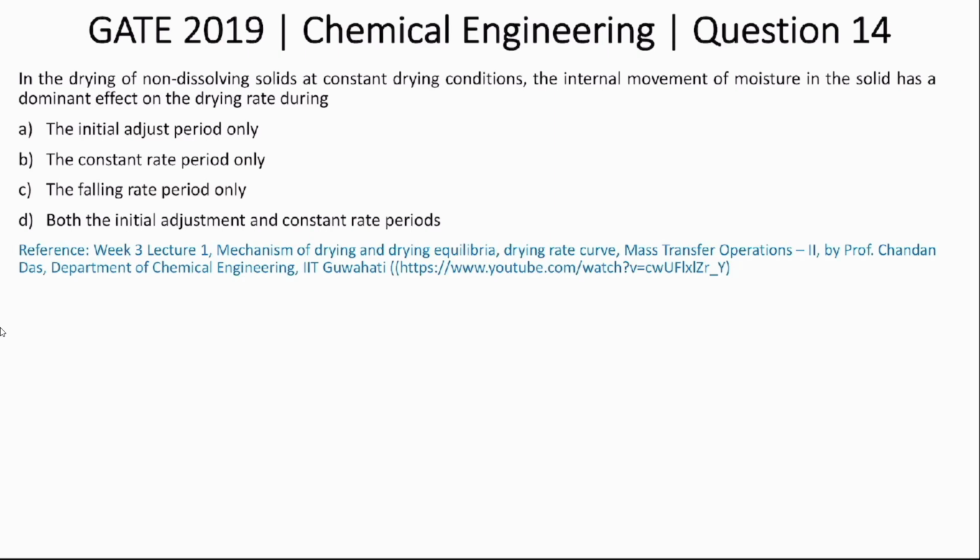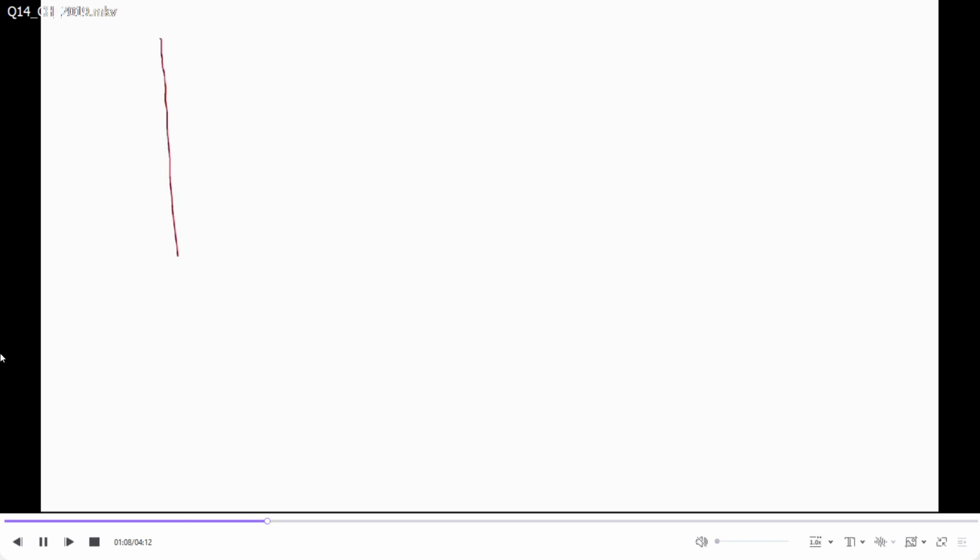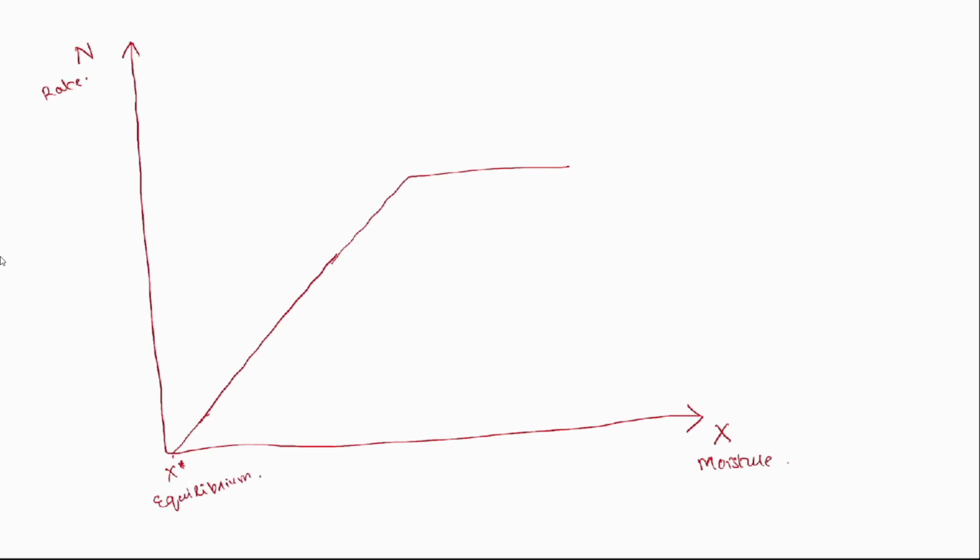Okay, so we'll learn something here in this question while we are answering this. Again, we'll just go to the drying rate curve, and we have the x-axis and y-axis as moisture content on the x-axis and rate N on the y-axis. So we have a flat line which represents the constant drying rate, and the falling rate which ends at equilibrium moisture content X star.